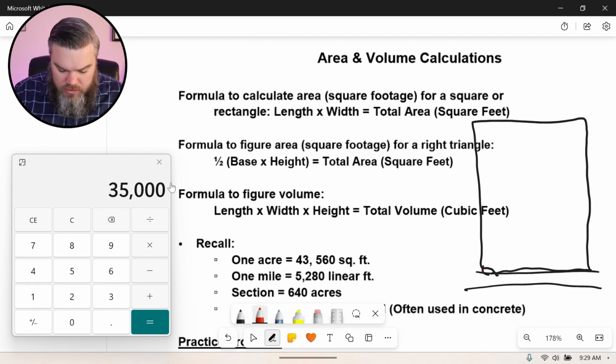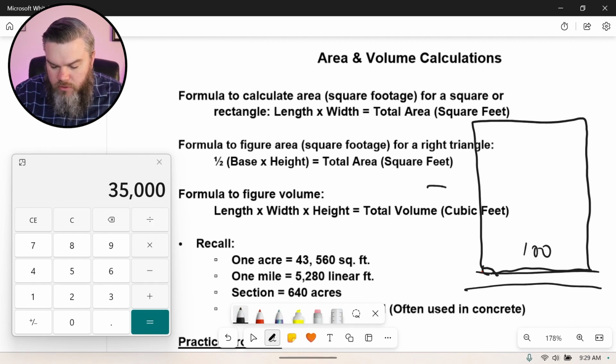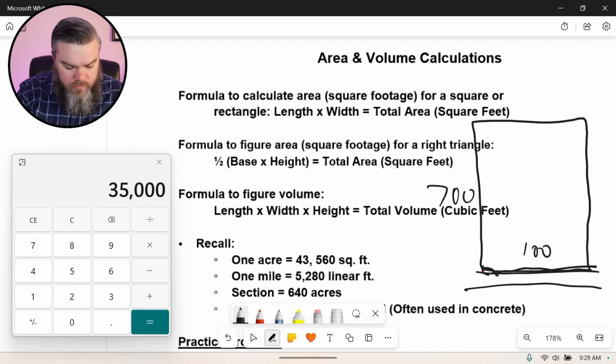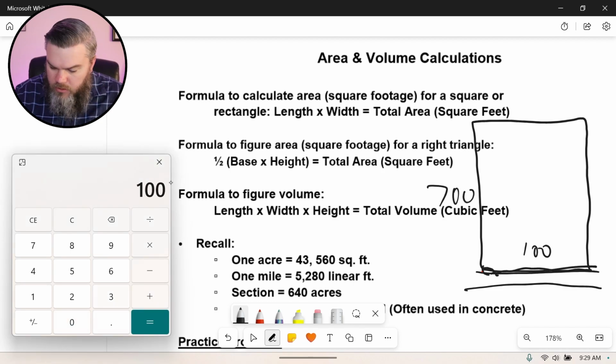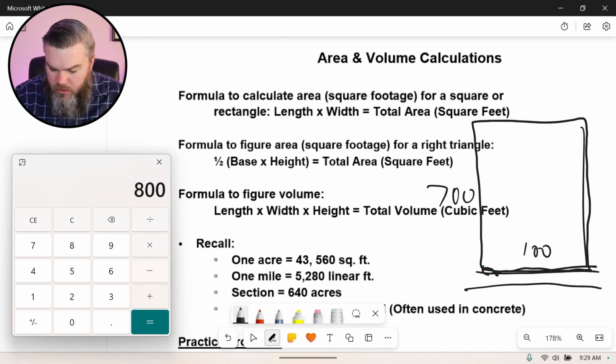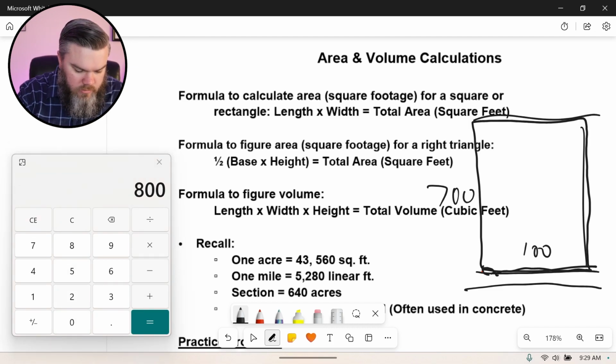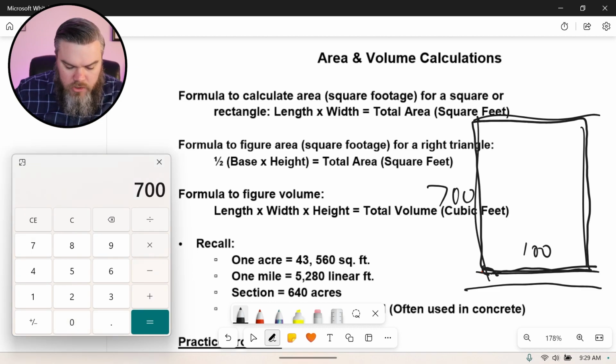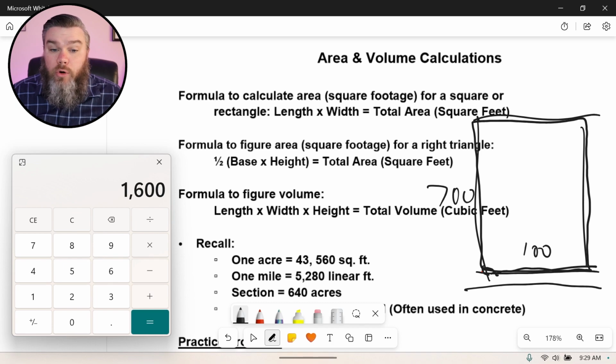If we said, once again, that this was a 100 by 700, well, that means this side is 100. This side is 700, so we'll add that in, plus this side is 100, plus this side is 700. So total linear feet around the perimeter of this parcel of land would be 1,600 feet. Not square feet, just feet, because we're dealing with linear footage.